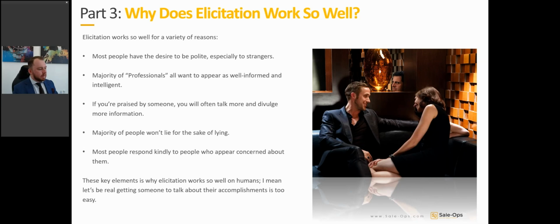Fifth here is most people respond kindly when people seem concerned about them or their emotions. So when you're super empathetic towards somebody, that can help you with elicitation because people like empathy.